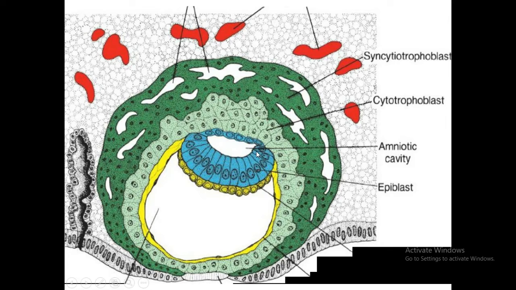One important point you have to know is that this is where the germ disc is present. This is known as the embryonic pole, and the opposite side is known as the abembryonic pole.